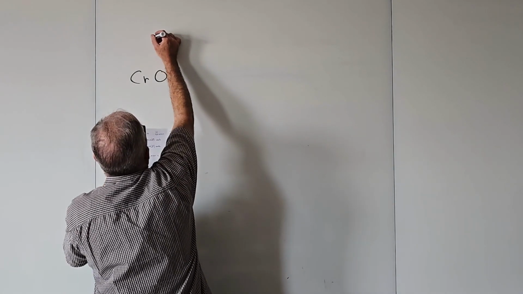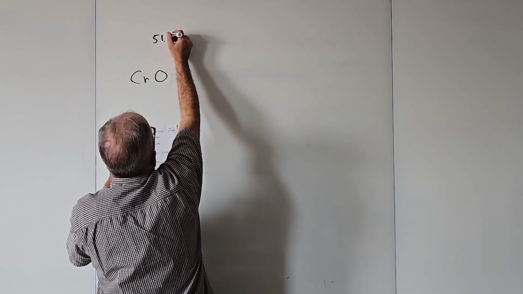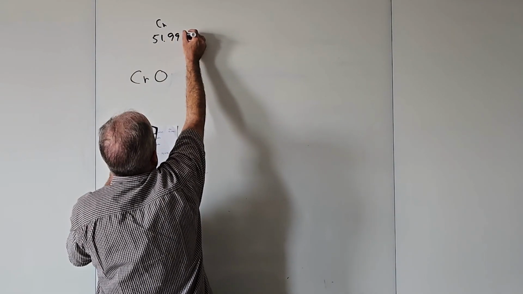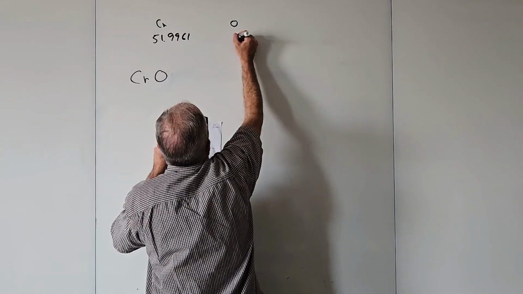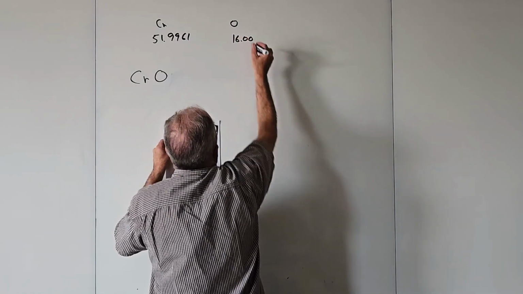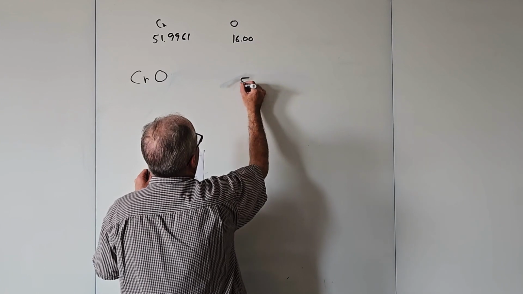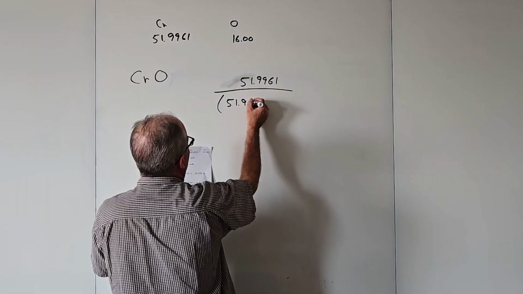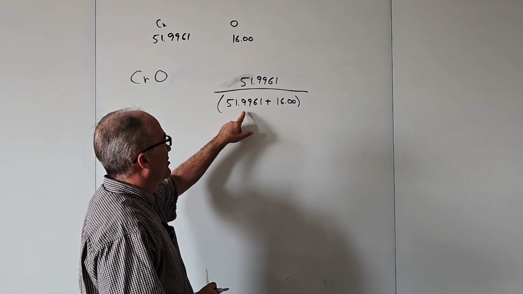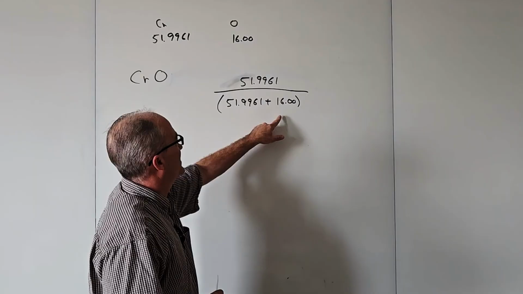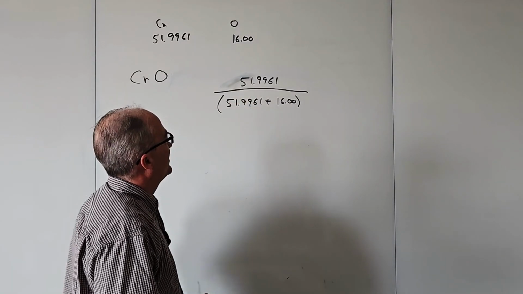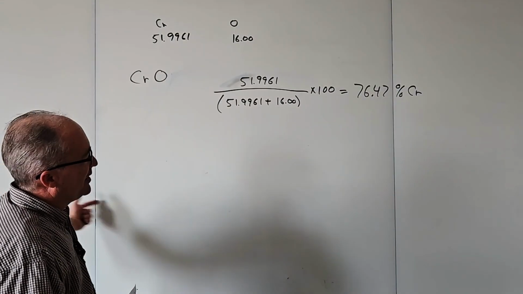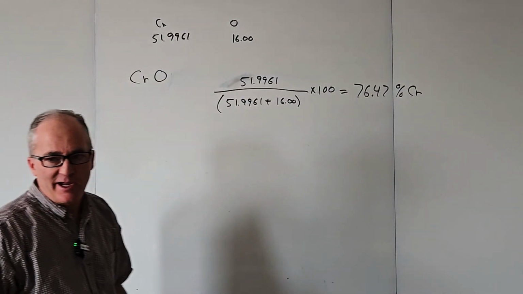We're gonna look up at the periodic table and see that chromium weighs something like 51.9961 plus oxygen 16.00 is close enough. So I want to take the mass of chromium and then the mass of the whole compound. So I'm going to sum 51.9961 with 16, and I'm going to divide that into 51.9961. What's the percent oxygen in this thing? Yeah, you subtract this from 100. They got to add up.